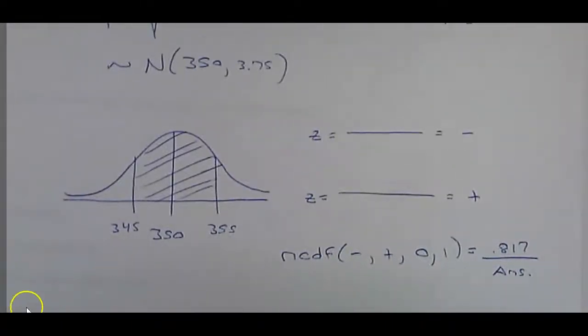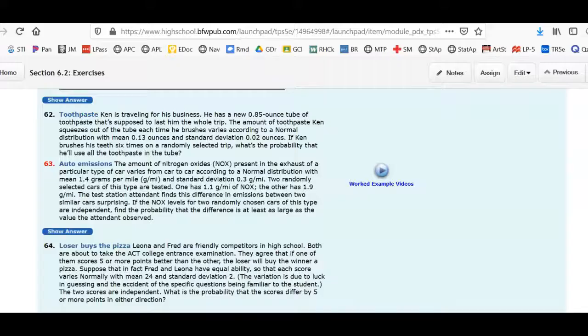Okay, so let's take a look at another one. For question 62, we're talking about toothpaste. He has a new tube of 0.85 ounces. Each time he uses toothpaste, he's going to squeeze out an average of 0.13 ounces with a standard deviation of 0.02. If he brushes his teeth 6 times, what's the probability he will use all of the toothpaste in the tube?